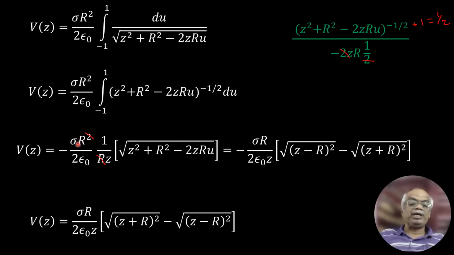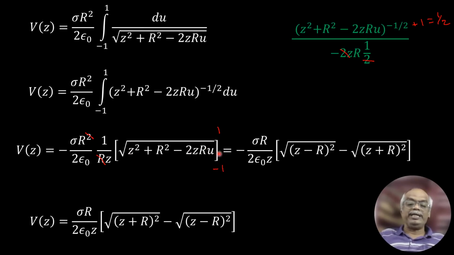So this will become sigma r divided by 2 epsilon z. That's what I have written here. Then you apply the limit minus 1 to plus 1. For u, if you apply plus 1, this will be z squared plus r squared minus 2zr, which is equal to z minus r whole square. So I remember that there is a square root.